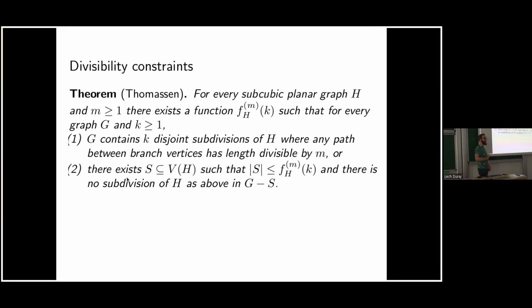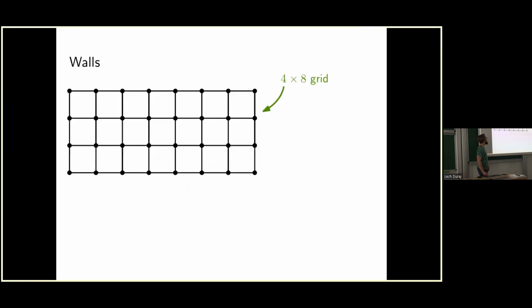There's only one thing that we need to fix in our proof to make it work. Namely, we need to somehow obtain many subdivisions of H which are not just any subdivisions, but ones with paths divisible by m. And here, the grid-minor theorem alone doesn't help. We need to put in some extra work.